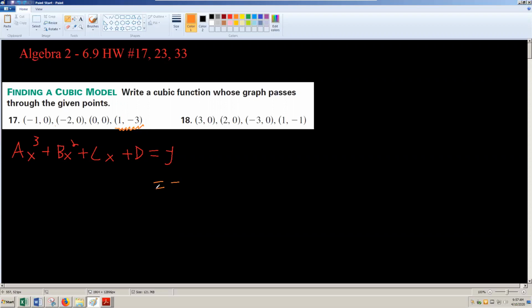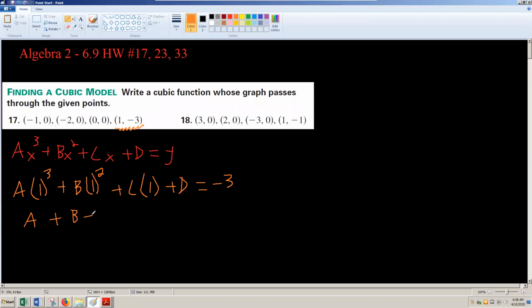I'm going to run out of space. So a, and then I have my 1 value to the third, plus b times my x value again squared, plus c, plus d equals -3. So in this problem here, I'd get a plus b plus c plus d equals -3. And that would be for this point.